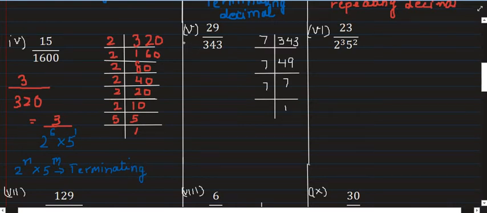Now in the next one, in the fifth one, the number is 229 by 343. It's already in the simplified form, so we have to find the prime factors. We can write the denominator as 7 raised to the power 3. Here the denominator is not in the form of 2 raised to the power n times 5 raised to the power m.